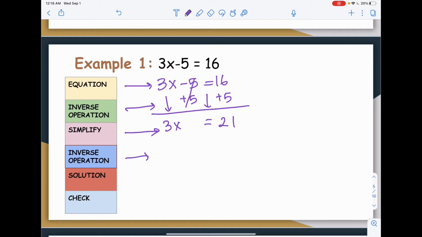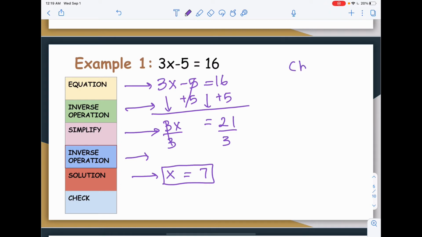Now we have to do another inverse operation. This time we will do the inverse operation on the coefficient. Since 3 and x are being multiplied, 3 is our coefficient, and since 3 is being multiplied, the inverse of it will be divide. So we're going to divide both sides by 3, and then from here, our solution will be 7.